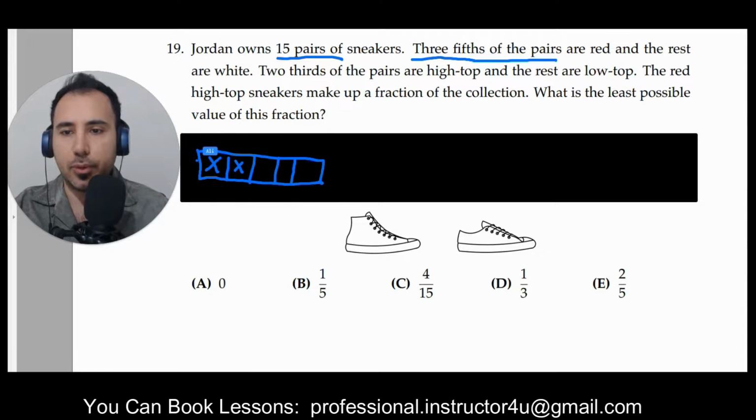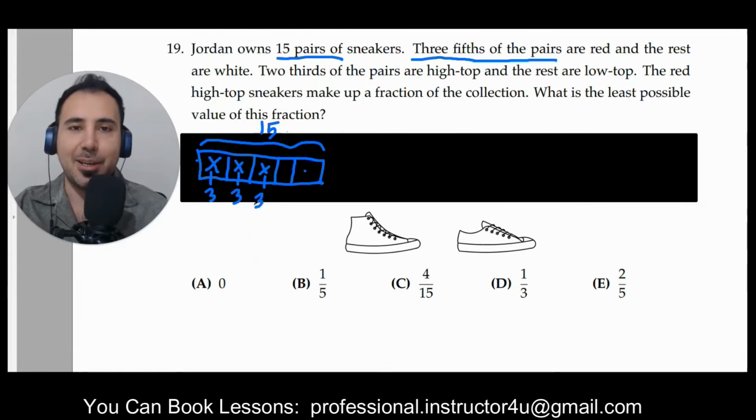1, 2, 3. All of it is 15, right? So 15 divided by how many parts? 5. Each one will be 3. So this one will be a 3, this one will be a 3, this one will be a 3. 3 plus 3 plus 3 is 9. Okay, so both of them are the same ways. You could actually find a value. So 3/5 of the pairs is actually just 9.